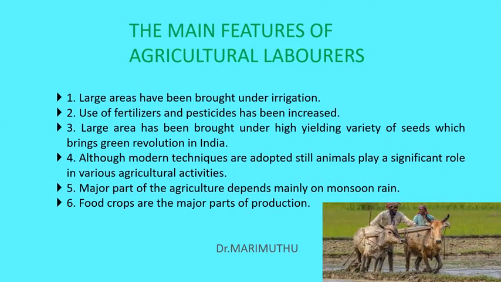In this section, I want to look at the main features of agricultural laborers. Generally, agricultural laborers are weak in bargaining power, and they are exploited. Larger areas have been brought under irrigation, and the use of fertilizers and pesticides has increased. The third one is that a large area has been brought under high yielding varieties of seeds, which brought the green revolution in India. Although modern techniques are adopted, animals still play a significant role in various agricultural activities. The fifth one is that a major part of agriculture depends mainly on monsoon rain. And last but not least, food crops are the major part of production. So these are the main features of agricultural laborers in India.